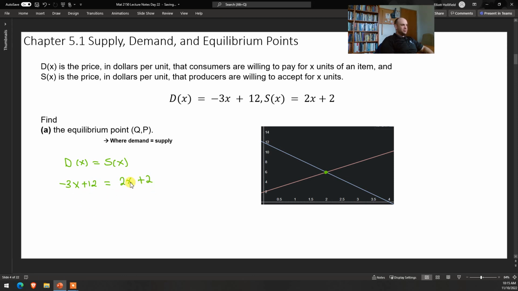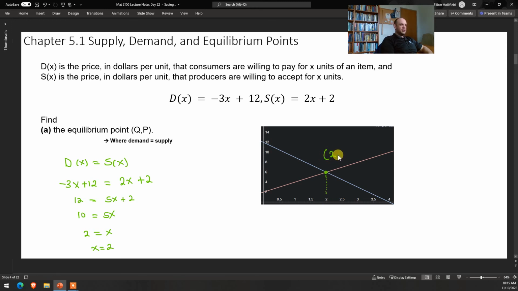Now we can do the algebra to solve. Let's add 3x to both sides. And now let's subtract 2 on both sides. Finally, let's divide by 5. It says 2 is equal to x, or x is equal to 2. Now we verified that the equilibrium point we read from the graph is correct.